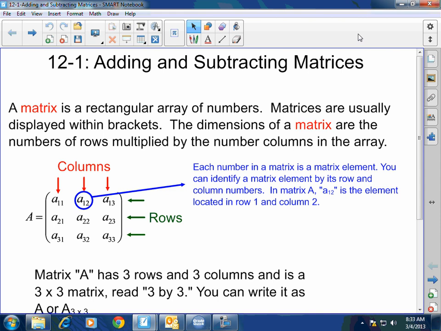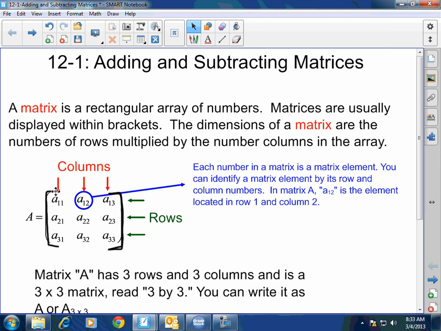The dimensions of a matrix are the number of rows multiplied by the number of columns in the array. Now, please, in real life, when you see these questions, this is more of a parentheses. It's going to be more of a real bracket. I'm sorry I couldn't find a bracket for this size, but that's really what it's going to look like. They're not parentheses at all, okay?